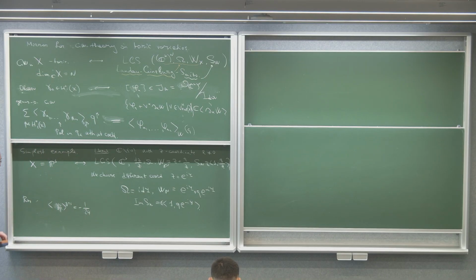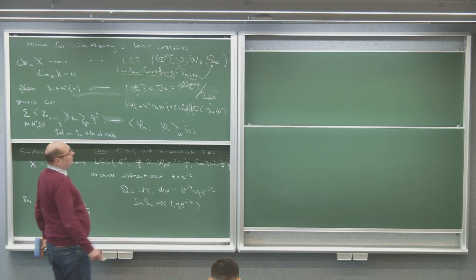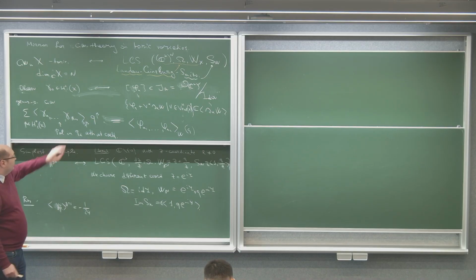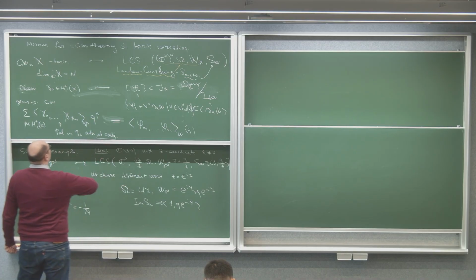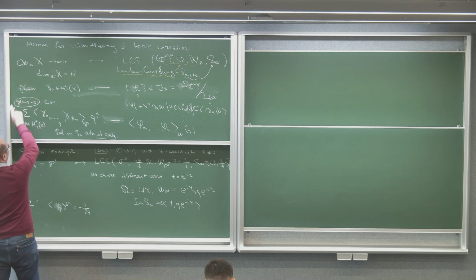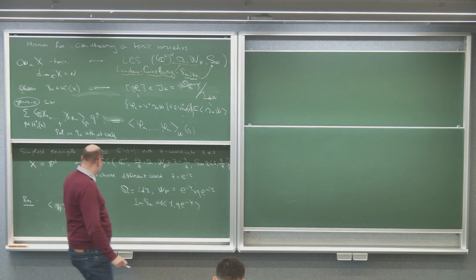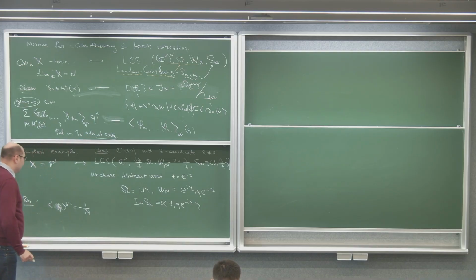Hopefully we will get to that topic later in the course when we talk about descendant invariants. For now, it's just a remark that integer coefficients are a special statement of genus 0 and no gravitational descendants, tau 0. Okay.